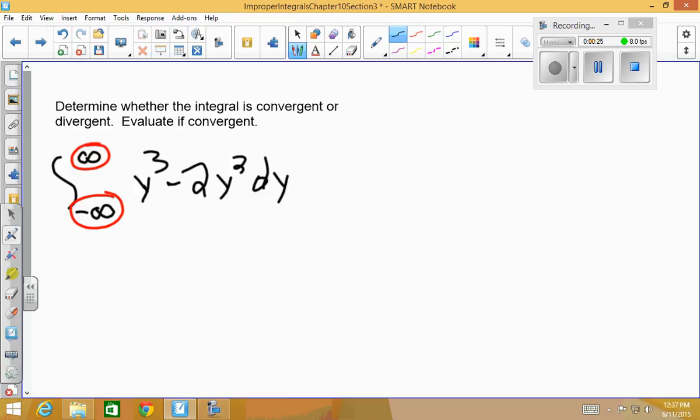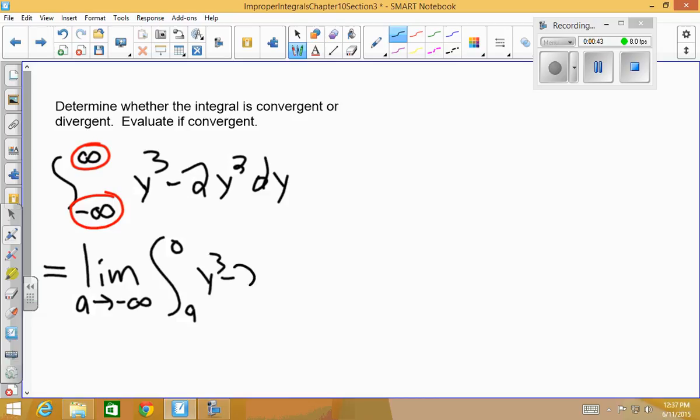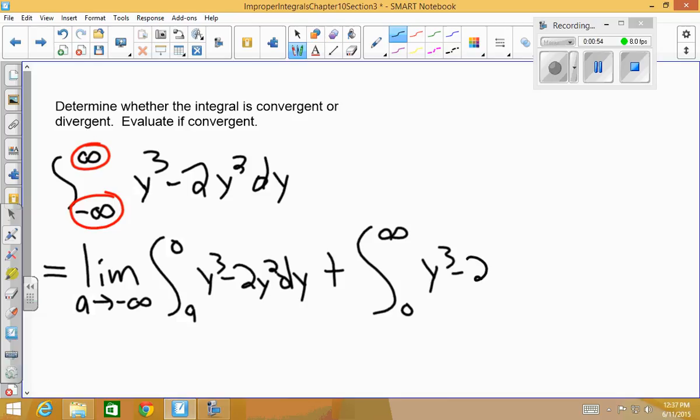So this becomes the limit as a approaches negative infinity, the integral from a to, say, 0. You can essentially pick any number in between negative infinity and infinity to break this integral up. Y cubed minus 2y squared dy plus the integral from 0 to positive infinity, y cubed minus 2y squared dy.